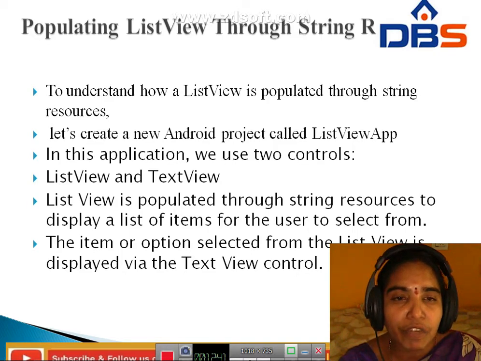Here the list view is populated through string resources to display a list of items for the user to select from. Why is it populated? To display a list of items for the user to select from. The next point is that the item or option selected from the list view is displayed via the text view control.